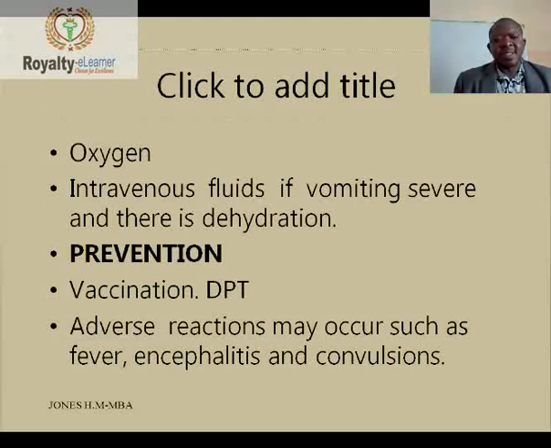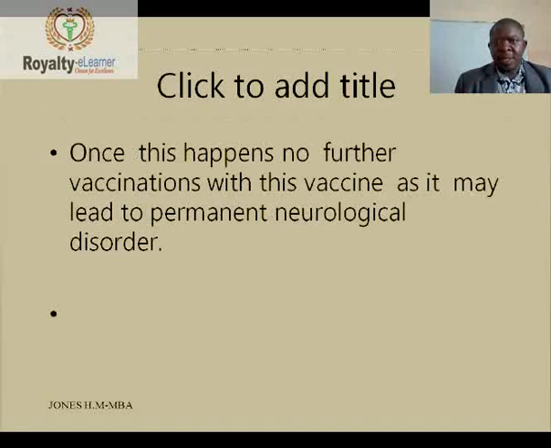How can this disease be prevented? Using vaccination, DPT: diphtheria, pertussis, and tetanus. Through vaccination, the disease can be prevented. You need to know that adverse reactions may occur, such as fever, encephalitis, and convulsions, when you give this vaccine. Once this happens, no further vaccination with this vaccine, as it may lead to permanent neurological disorder.